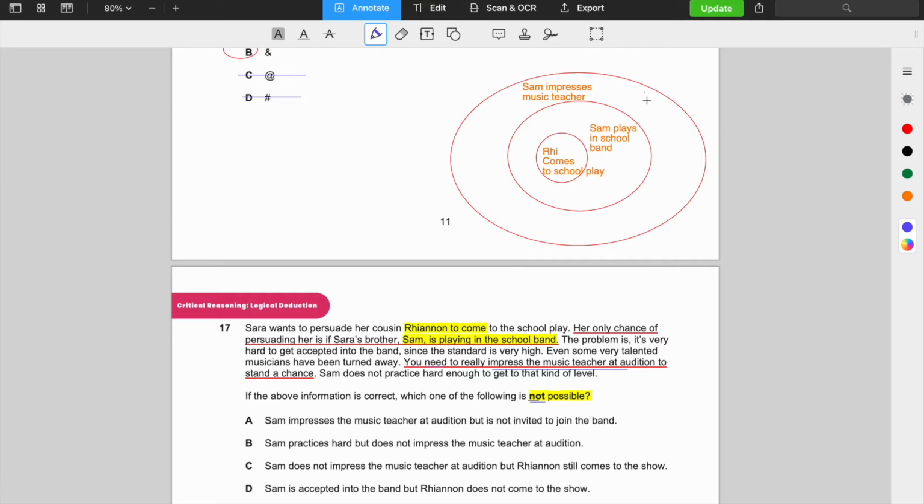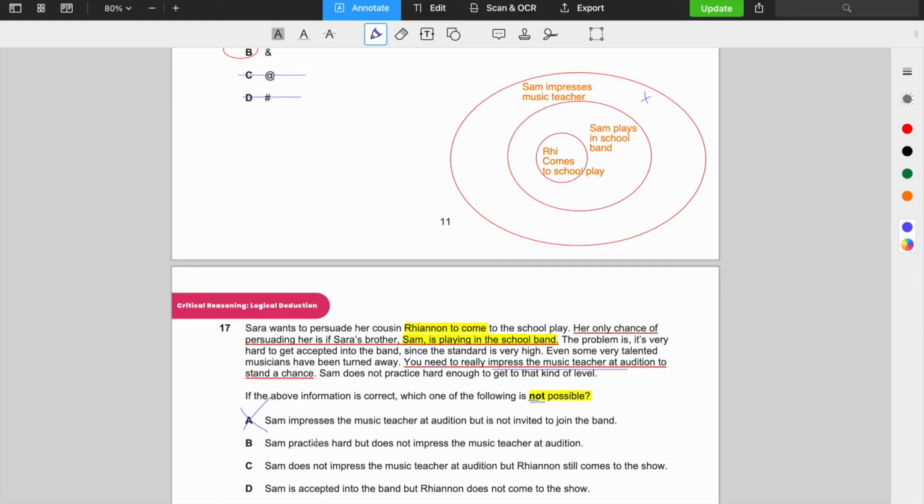That's very possible, because what if he impresses the music teacher, but the music teacher was like, there's still other people who are better than you, right? So he was not invited. That's still possible, as you can see based on this diagram. So this is possible. So A is not impossible. A is not the answer.